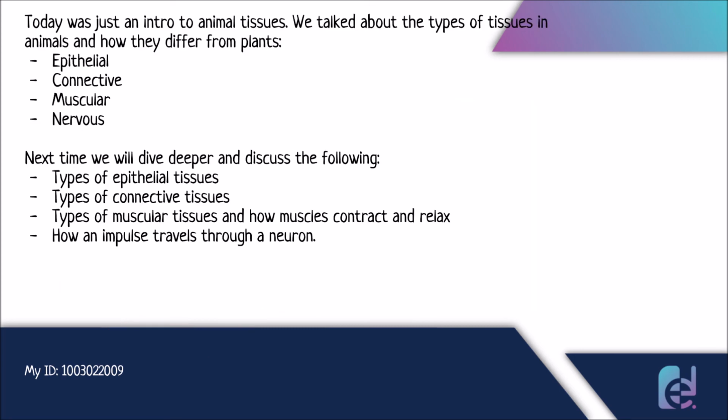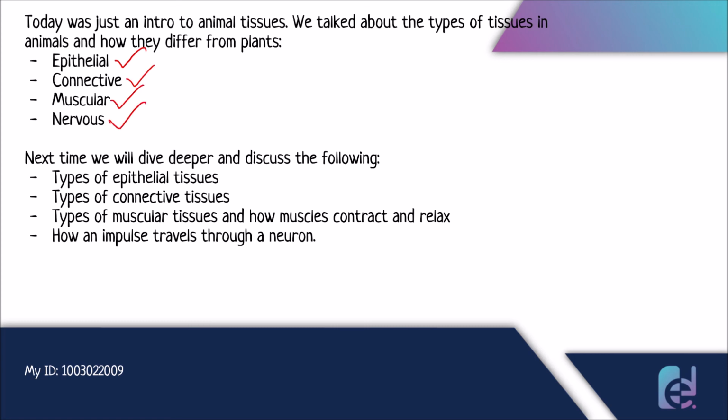So today was just a small intro into animal tissues. We talked about the types of tissues in animals and how they differ from plants and why they differ from plants based on their lifestyle, such as they're constantly moving, so they have low storage tissues, etc. And then we looked at the main types of animal tissues: epithelial, connective, muscular, and nervous tissue.